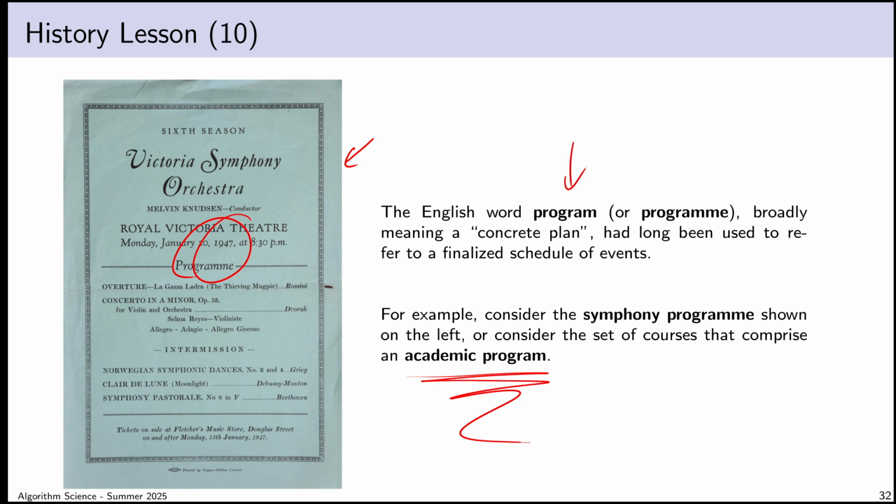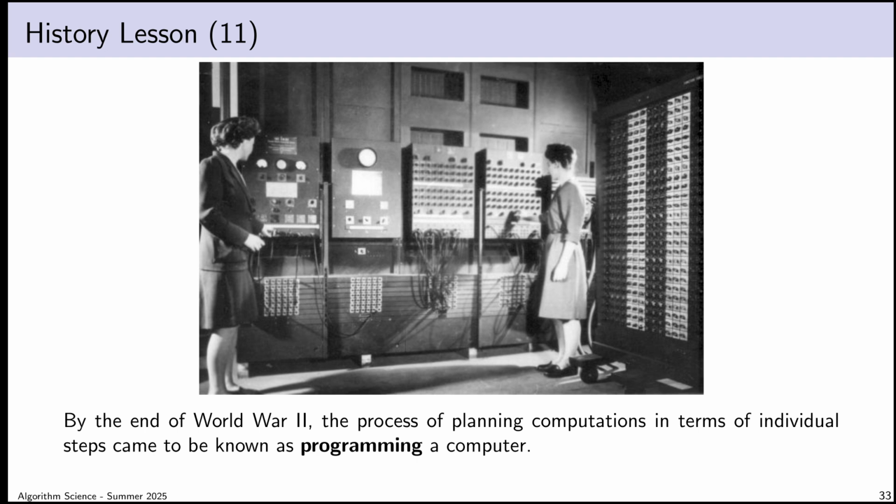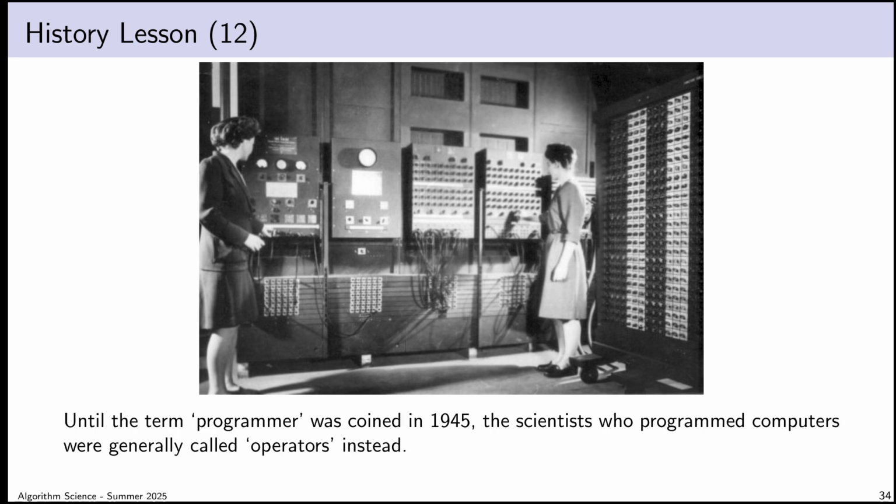And it made sense if we thought of the process of telling a computer what to do as a scheduling task, that the process of telling it what to do might be called computer programming. So by the end of the Second World War, the process of planning computations came to be known as programming a computer. Now, before that time, the word programming wasn't used. It didn't really reach widespread use until maybe 1945 or so. And so until that happened in 1945, the scientists who did the programming were typically called operators instead of programmers.